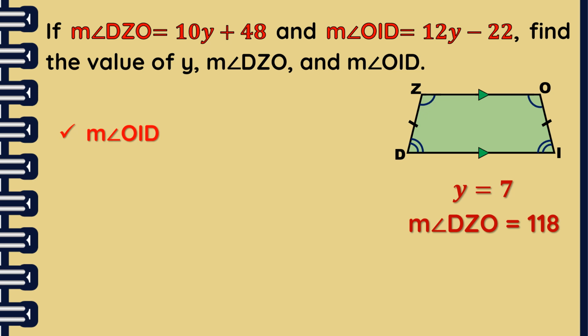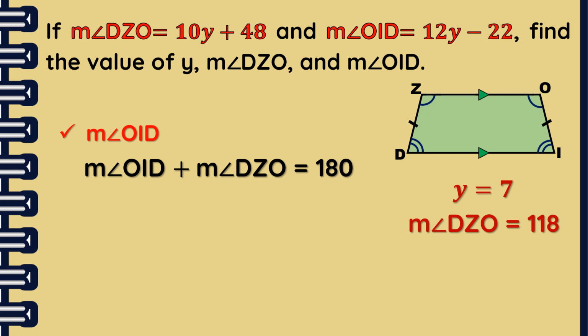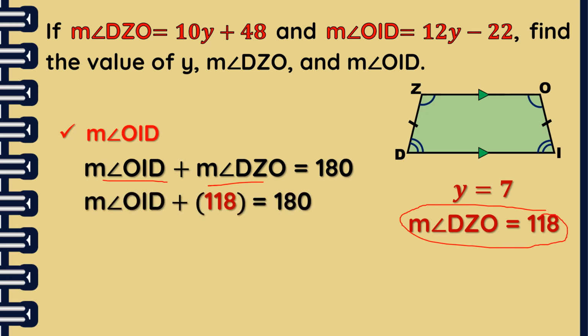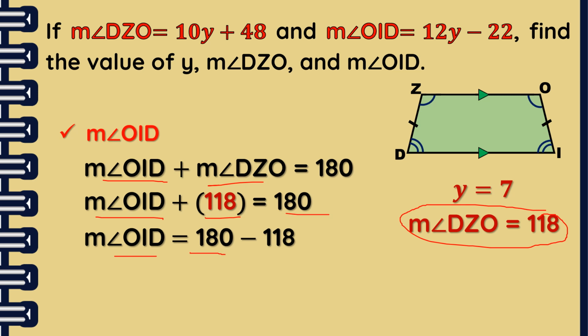Angle OID and angle DZO, like what I've said a while back, are supplementary. We then have the measure of angle OID plus the measure of angle DZO is equal to 180. Angle OID is the unknown, and angle DZO is already solved, which is 118. We then have angle OID plus the measure of angle DZO, 118, is equal to 180. By addition property of equality or by transposition, we have the measure of angle OID, just need to copy, is equal to 180. Then 118 from the left will be transferred to the right.